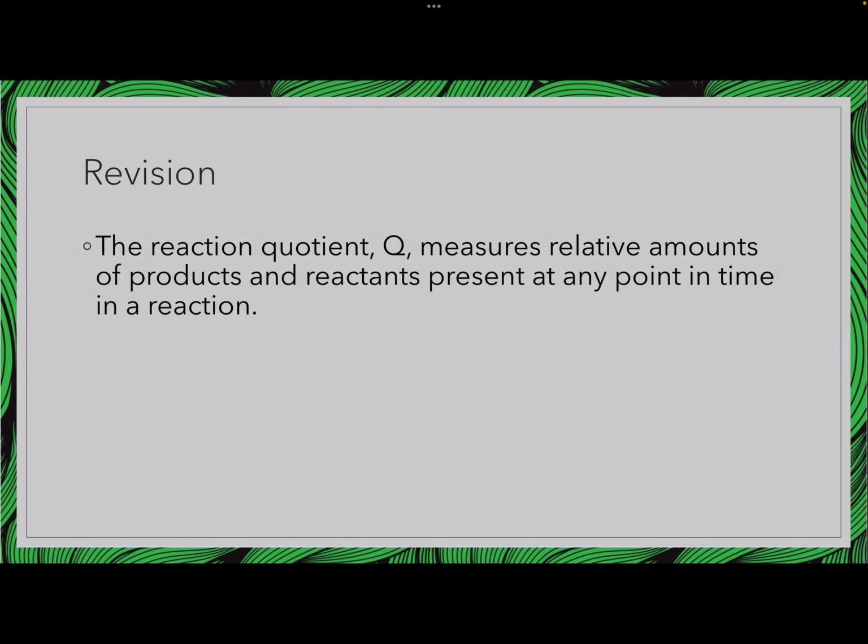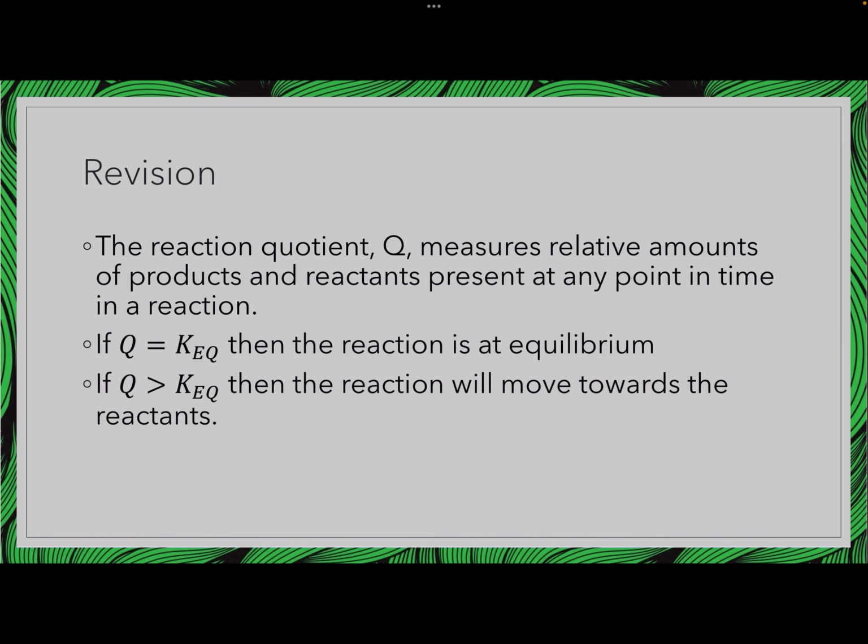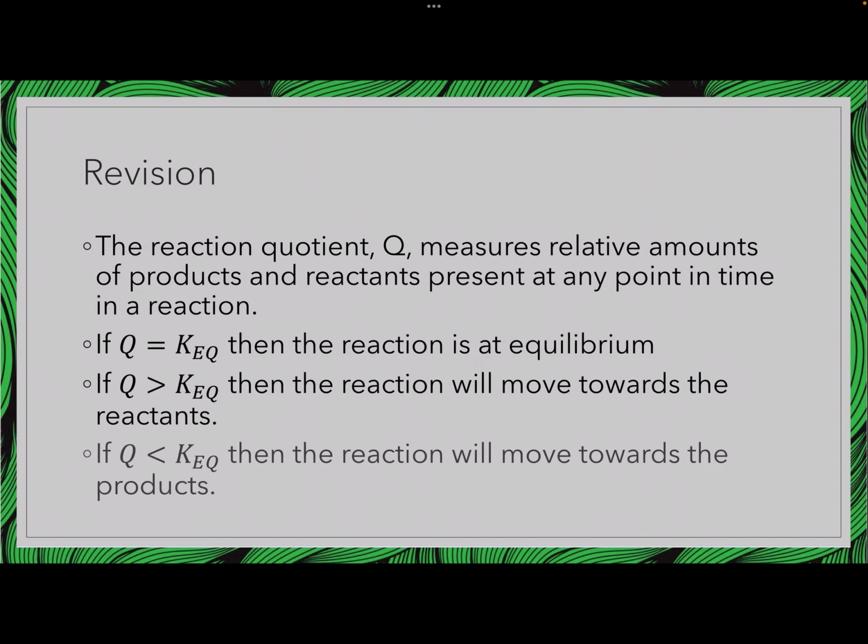So the reaction quotient Q measures relative amounts of products and reactants present at any point in time in a reaction. If Q equals KEQ, then the reaction is at equilibrium. If Q is greater than KEQ, then the reaction will move towards the reactants. And if Q is less than KEQ, then the reaction will move towards the products.